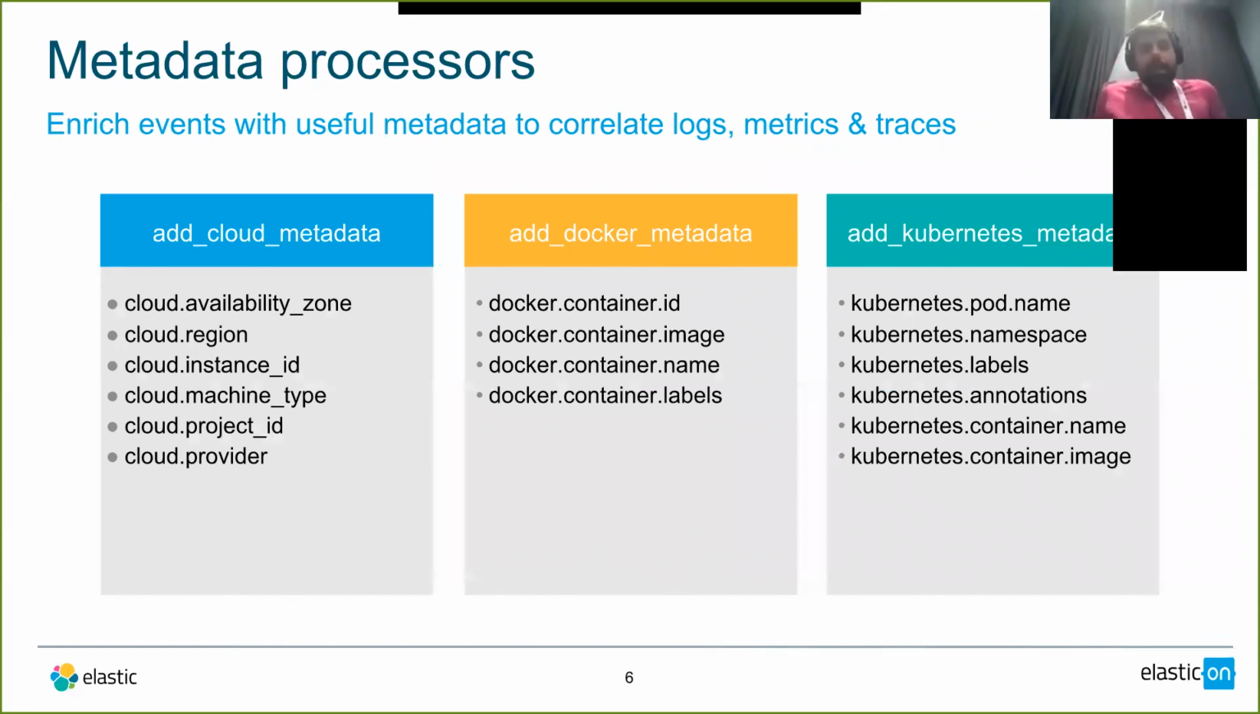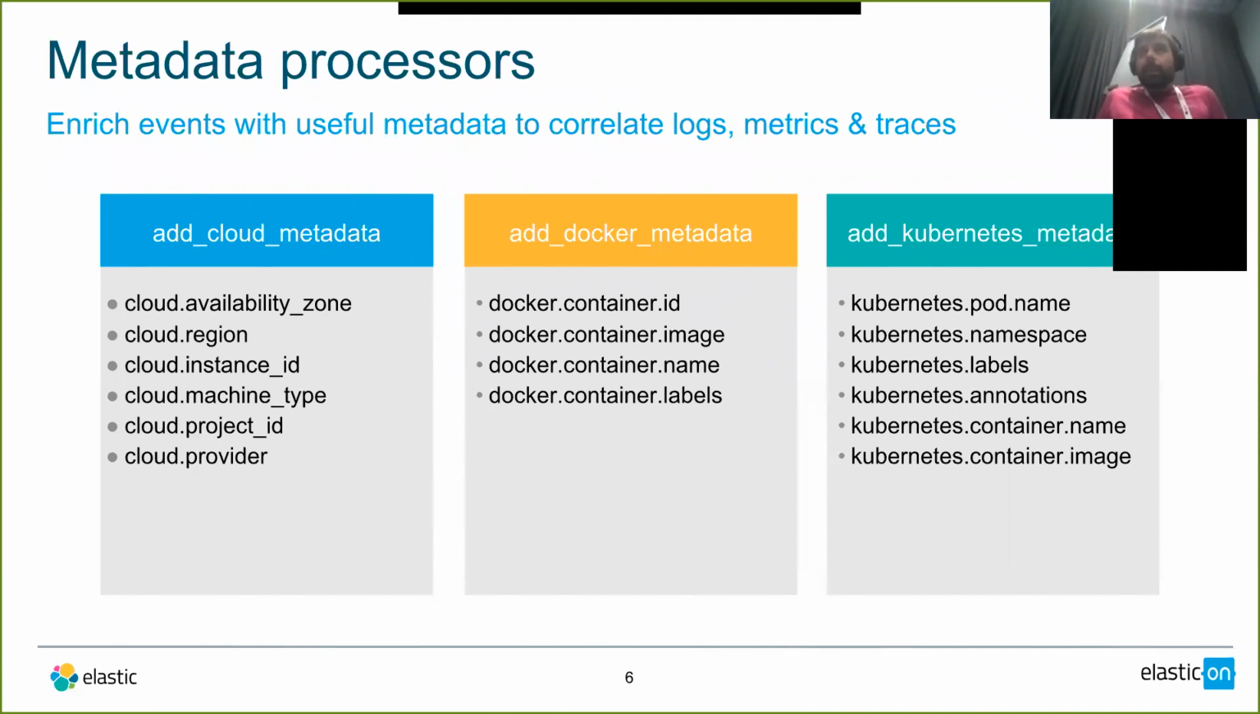We also added metadata processors. We already had some and we added more. The idea of metadata processors is that they allow you to enrich every event that comes from your Beat. It may be Filebeat, Metricbeat, Packetbeat, any of them. It allows you to enrich them with useful information that gives you a lot of context about the events that you are seeing. So we have three on the screen: add cloud metadata, add Docker metadata, and add Kubernetes metadata. All of them are in charge of adding metadata about the different topics that you see.